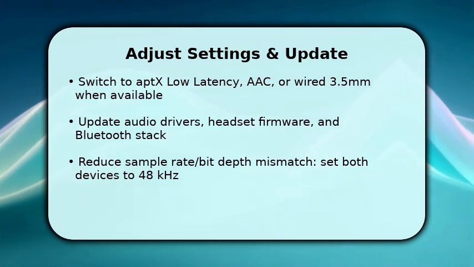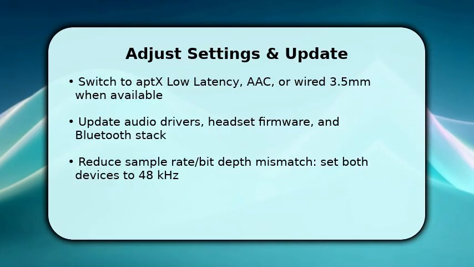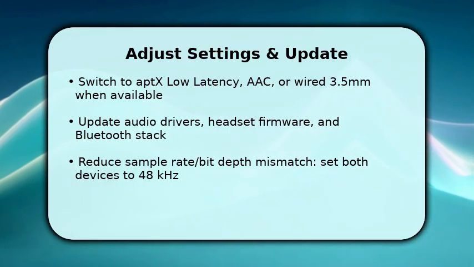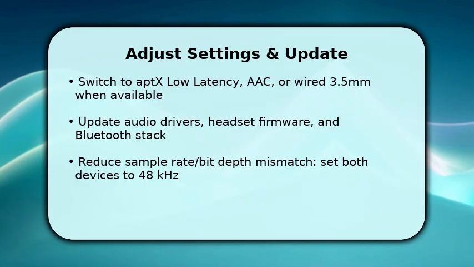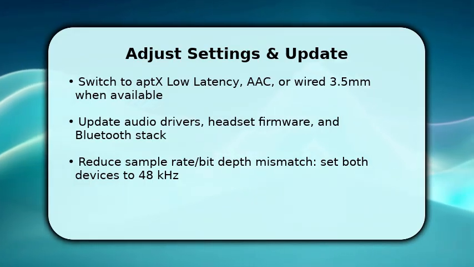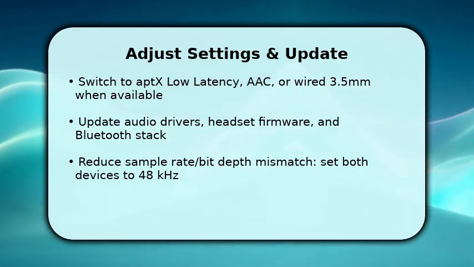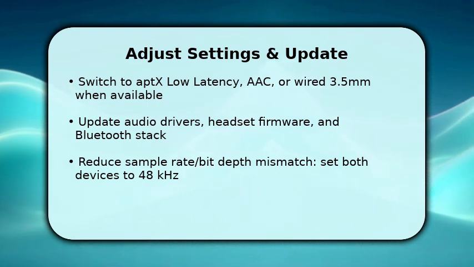Once updated, align sample rates and bit depth. Set both devices to 48K HC to avoid resampling delays. Also close background apps that use audio, as they can introduce buffering. You finish by tightening buffer and signal paths.